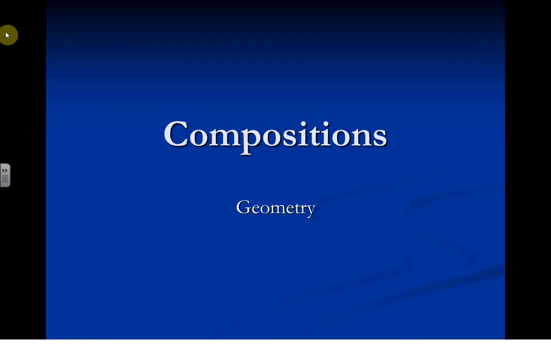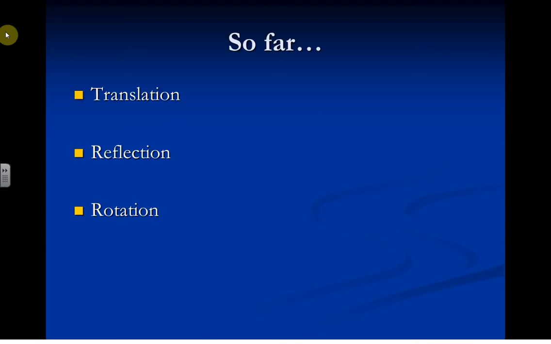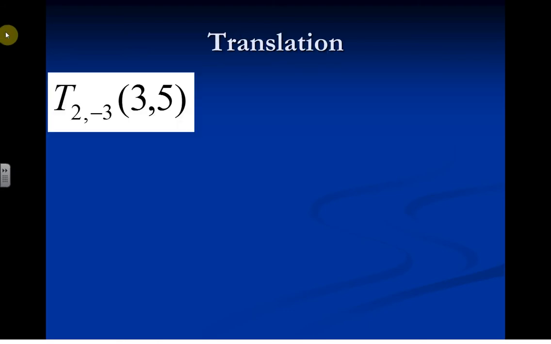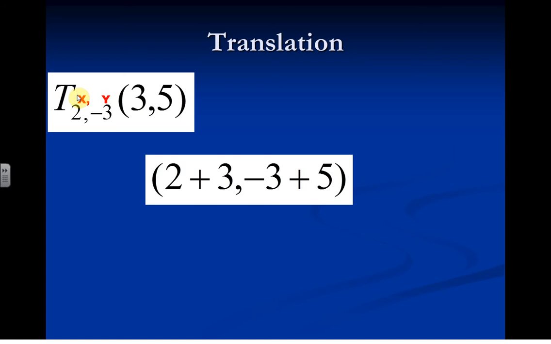All right, everyone, we are moving on to compositions. So we have already done all sorts of transformations, and now we're going to compose them. So let's just remember all of the ones we have. We have translation, reflection, and rotation. A translation, the basic rule is to add or subtract from your x and y. So in this case, you would be adding 2 to your x and subtracting 3 from your y, getting 5, 2.